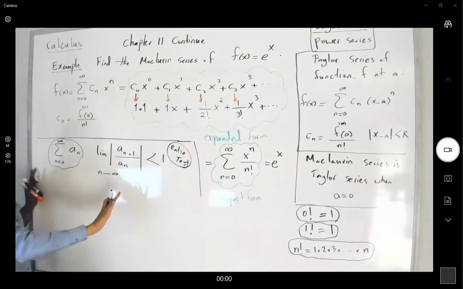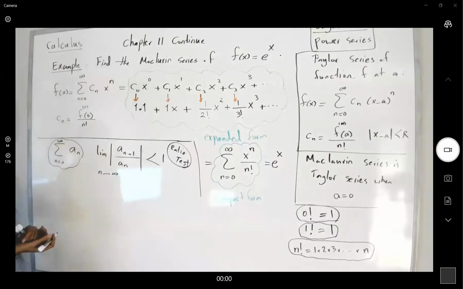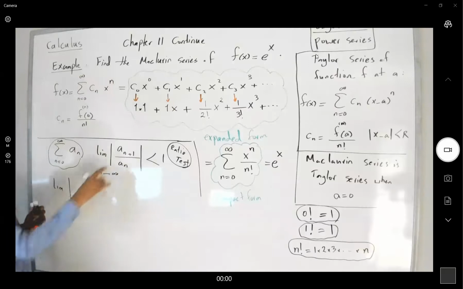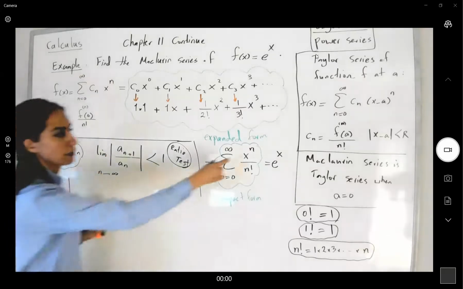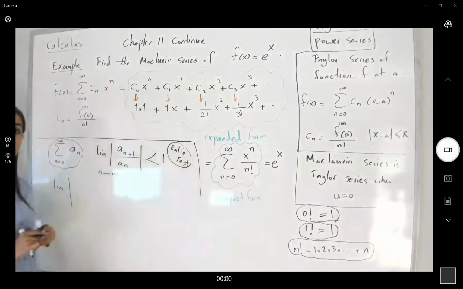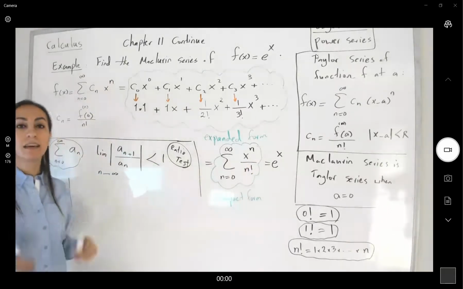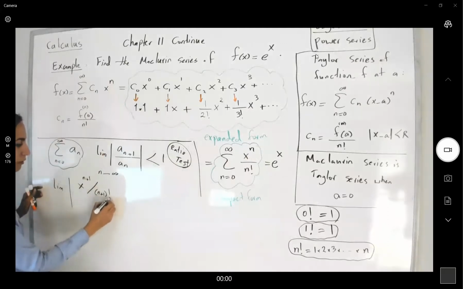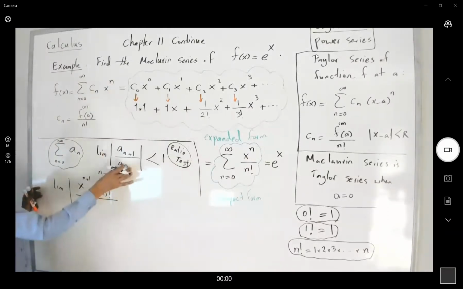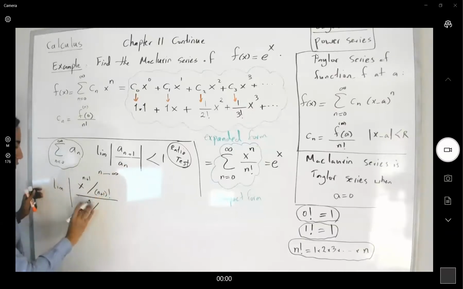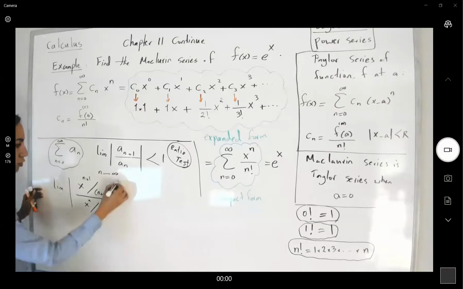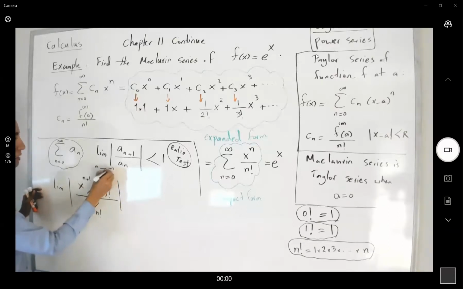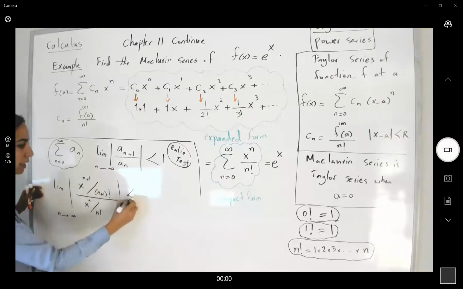We're going to do the exact same thing for our power series. So here we need to form the limit of the absolute value of a sub n plus 1 over a sub n. x to the n divided by n factorial is actually our a sub n. So it's going to be x raised to n plus 1 divided by (n plus 1) factorial, over x to the n over n factorial. We're going to take the limit, and this limit as n approaches infinity must be less than 1.